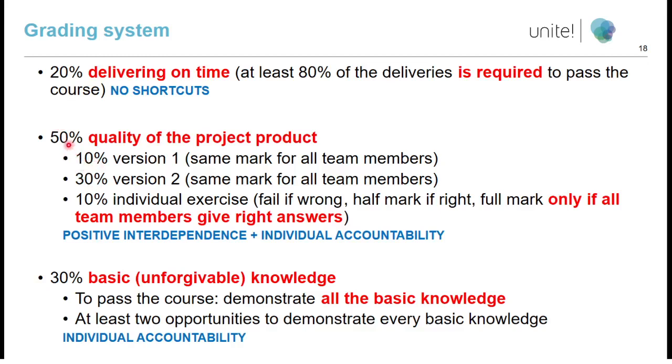This 50% is distributed between the grade of version 1, 10%, and version 2, 30%. Note that version 0 is not graded. It will have feedback that should help students to improve that version. And obviously, the version that has the most weight is version 2, which is the final version, in which the students show their best results.